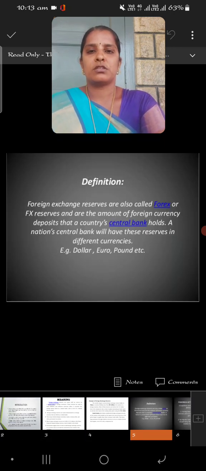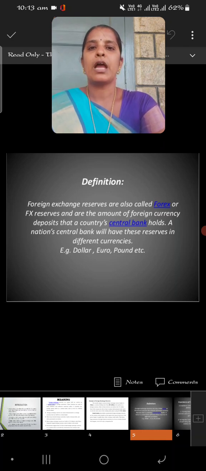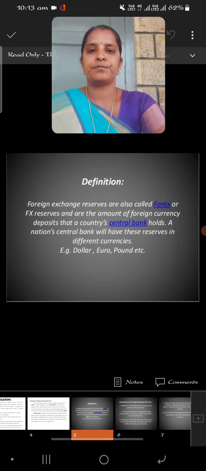Definition of foreign exchange reserves. Foreign exchange reserve is also called forex reserve. In short, we can call it FX reserves. It is the amount of foreign currency deposits held by the country's central bank, for example dollars, euros, pounds, etc.